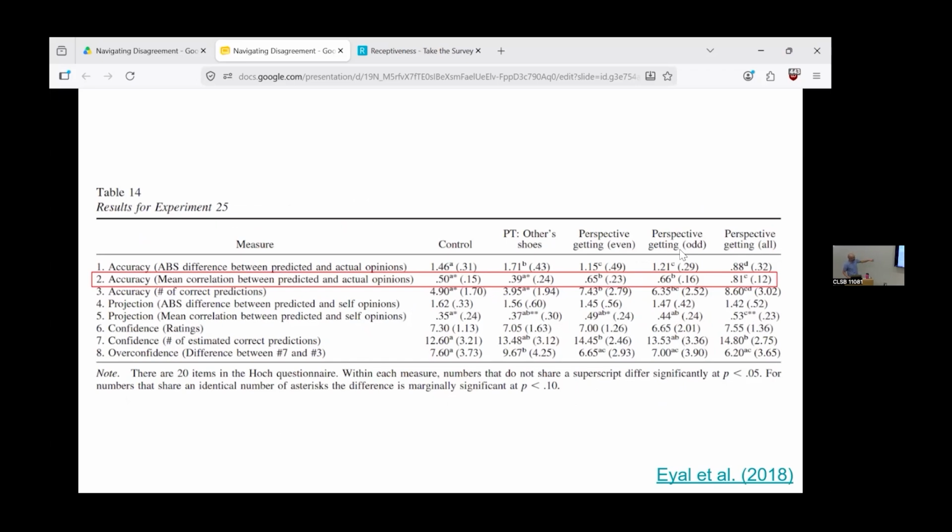So they had a 20-item questionnaire. They had 3 different groups for perspective getting, which just means asking questions. Perspective getting even means that people were instructed you can ask your partner about the even numbered items, but then you have to guess on the odd numbered items. The reverse for perspective getting odd. And for perspective getting all, participants were allowed to ask about all the items. And so you can see that if you're allowed to ask questions, you just do a better job.